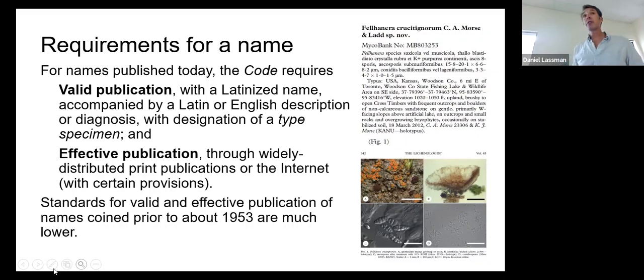The other thing that you have to do, in addition to publishing it in a certain way with a certain combination of factors, is you have to effectively publish it, which means I can't just write this down and put it in my drawer and say, well, I published the species. I have to actually get it into a journal and send it out to the world so other people can see it. That's what effective publication is. And there are a lot of things that are sort of marginally effective publications, which we'll talk about in a second. Also, standards for effective and valid publication used to be really lax. So instead of having to re-describe all the species that were named up till 1953, we cut them a lot of slack, all those botanists who are long dead.